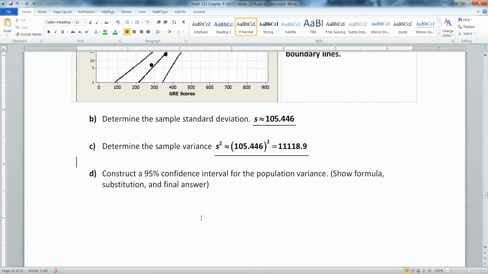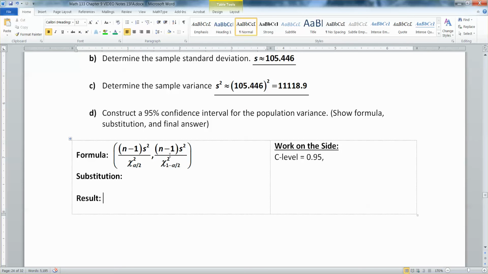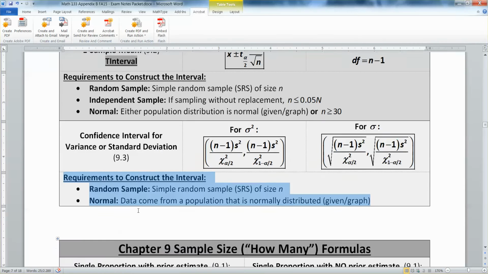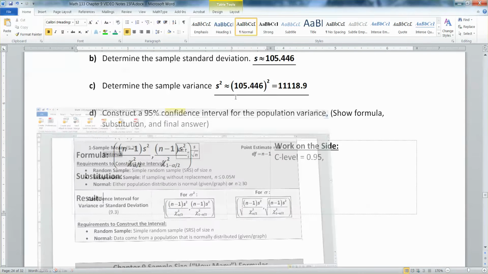All right, now it wants us to construct a confidence interval for the population variance. So we're going to need to use the formula and substitution and results. We're going to have to show all of that, the final result. I'm going to start off with just typing up the formula. So the formula says you use n minus 1 times s squared over chi-squared alpha over 2 and all this good stuff. And remember, you don't have to memorize that formula. It's right in your sheets right here. This is for variance, so it's this one. You do have to know variance is sigma squared, not sigma, which is standard deviation. All right, so there's our formula.